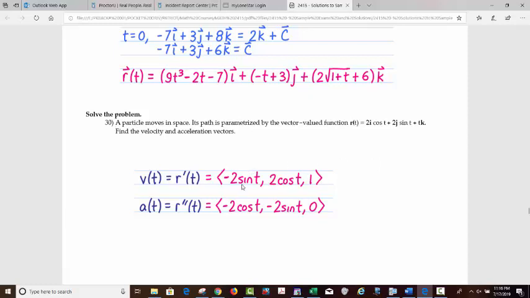And then to get the acceleration, that will be the second derivative. So the derivative of negative 2 sine t will be negative 2 cos t. Then the derivative of 2 cos t will be negative 2 sine t. And then the derivative of 1, which is the derivative of t, is 1. Then that derivative will be 0.